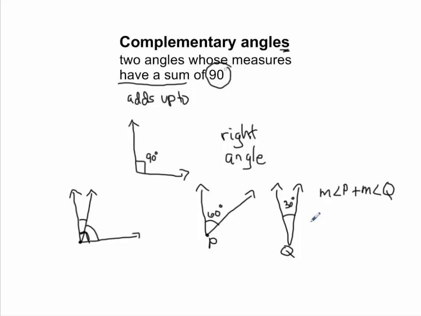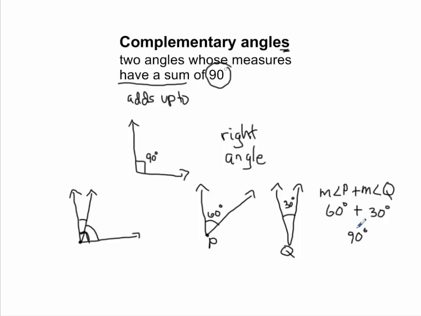So the measure of angle P, I can see here, is 60 degrees, plus the measure of angle Q, I can see here, is 30 degrees. If I add 60 and 30, I get 90. So I can see that the measure of angle P plus the measure of angle Q has a total of 90 degrees. Therefore, I can conclude they are complementary. So these two angles are complementary angles.